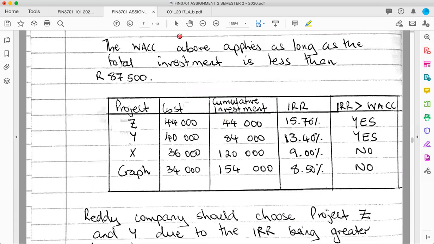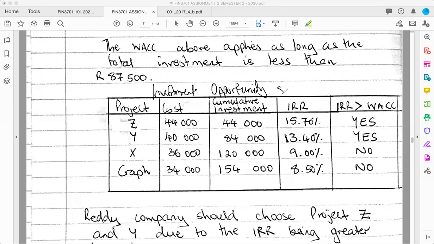After that, we create this table right here. It's always an important table when you're trying to decide which projects to invest in. This table is known as the investment opportunity schedule. And we put our projects. We have 4 projects. We rank our projects based on the internal rate of return from the highest to the lowest. Project Z has the highest IRR, followed by Project Y, Project X, and Project Graph.